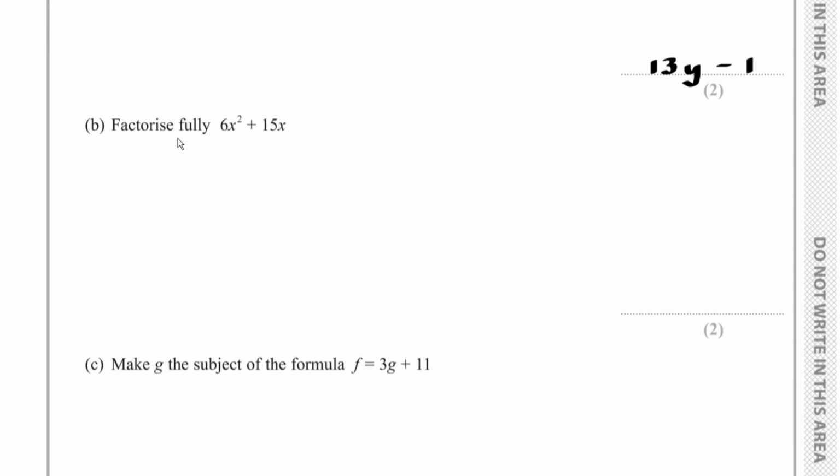Part B, factorise fully 6x squared plus 15x. The highest common factor of 6x squared and 15x is 3x. And then we multiply 3x by 2x to get 6x squared. We multiply 3x by 5 to get 15x. So we have 3x multiplied by 2x plus 5.